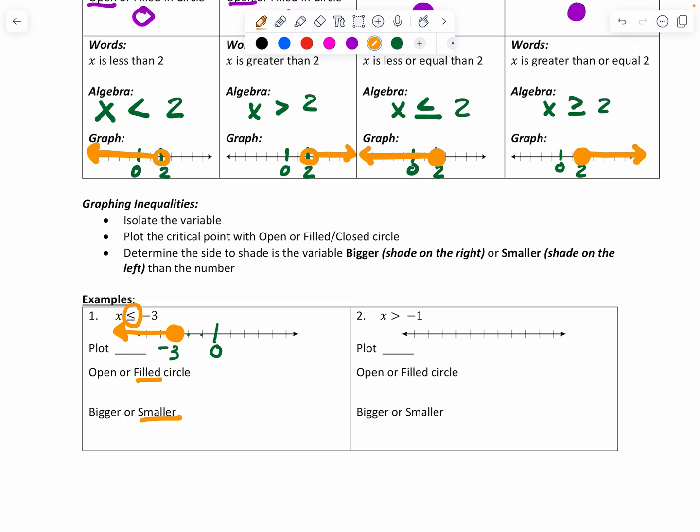Next example. This time I have x is greater than -1. So here's 0. And I get to kind of choose where to put 0. That's just a number line. It's just a graph. So I'm going to label that. There's my 0. If that's 0, then right here is -1. So I'm going to plot my -1. I'm going to have an open circle.